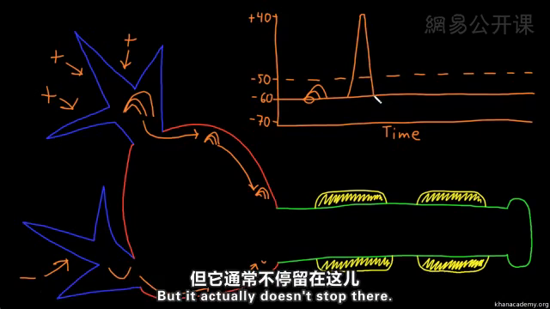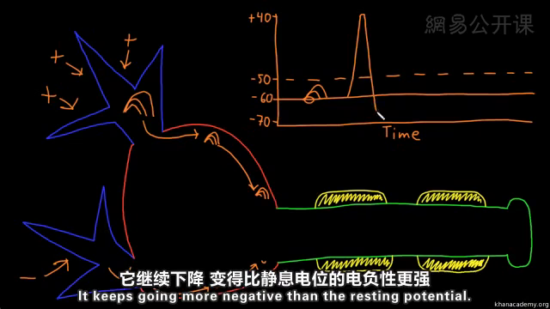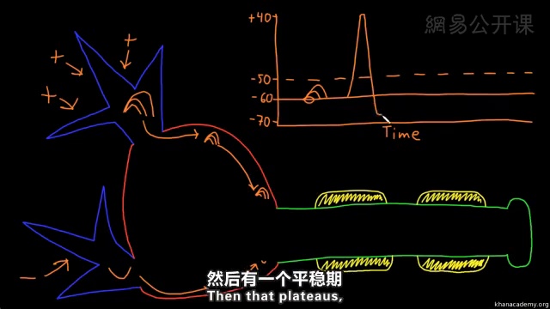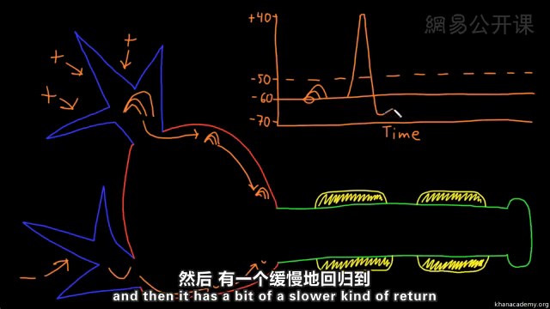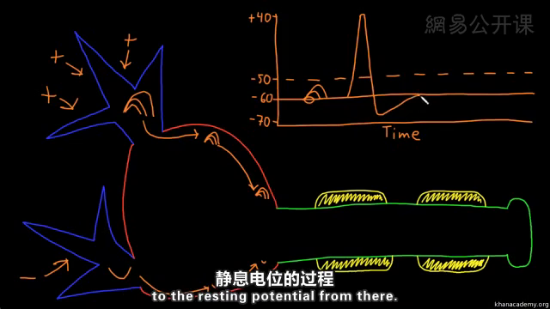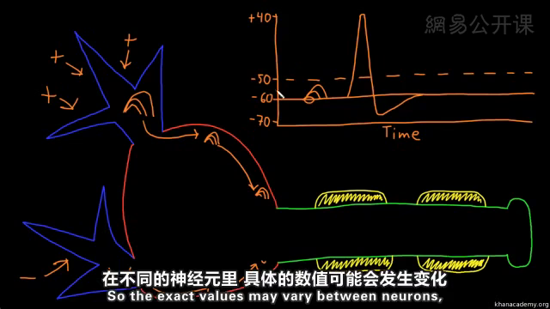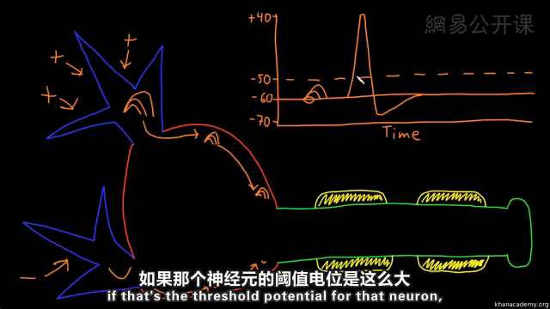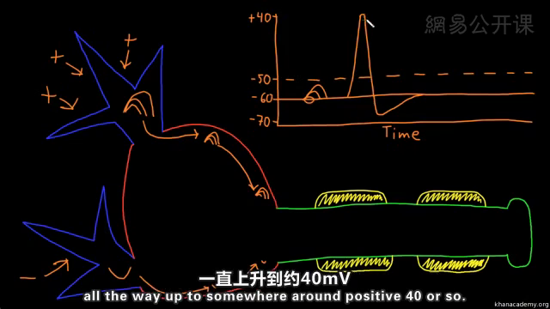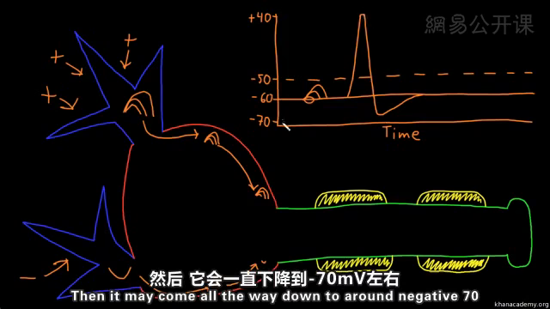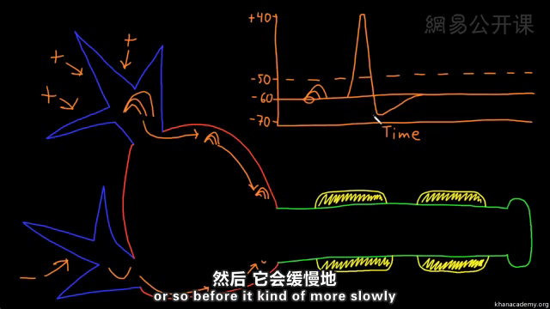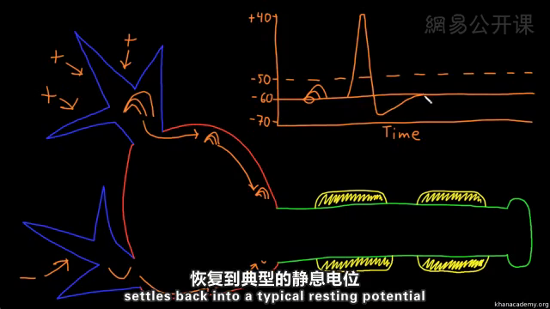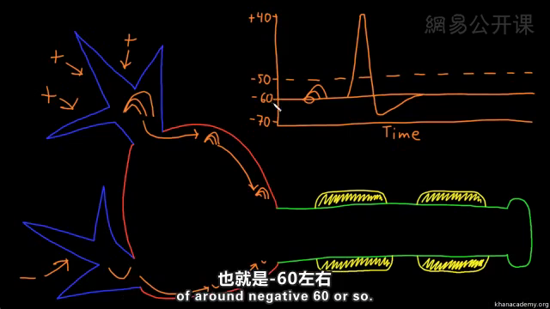But it actually doesn't stop there. It keeps going more negative than the resting potential, then that plateaus, and then it has a bit of a slower kind of return to the resting potential from there. So the exact values may vary between neurons, but common numbers are that it might go from around negative 50, if that's the threshold potential for that neuron, all the way up to somewhere around positive 40 or so. Then it may come all the way down to around negative 70 or so before it kind of more slowly settles back into a typical resting potential of around negative 60 or so.